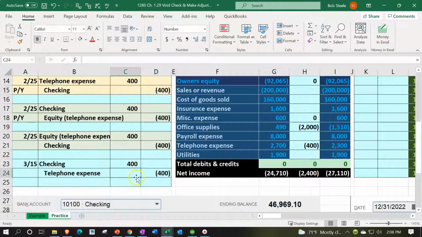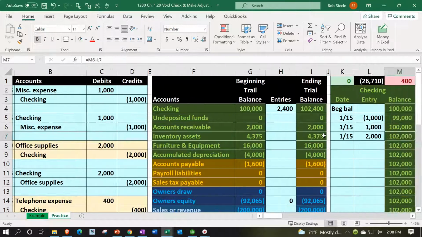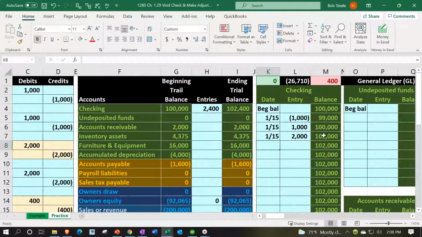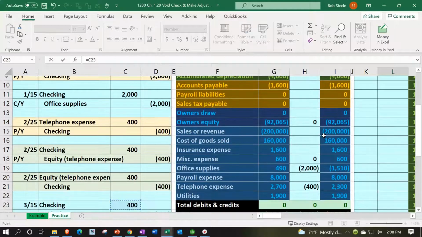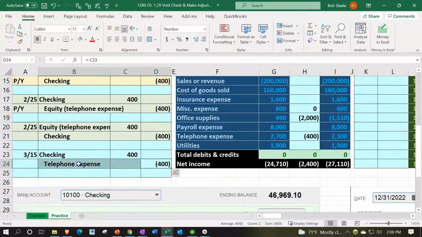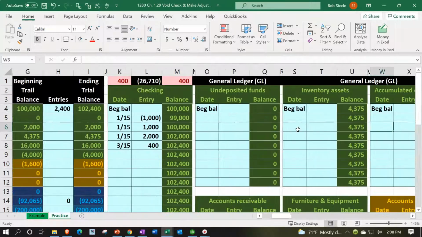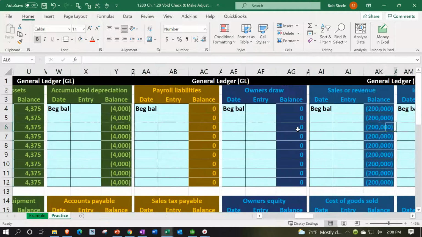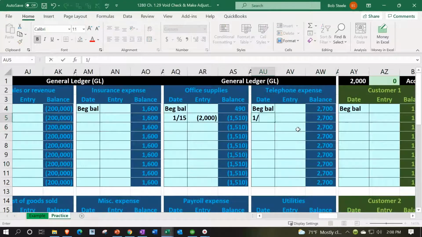And then we're going to say that this is going to go to the checking account on the GL, which I said was on 3/15. 3/15, this is going to equal the checking account for that 400. And then the other side going to the telephone expense, which is second to last account. So it's in order: assets, then liabilities, then equity, income, and expense. We're going to the second up to the last account on 3/15, we said.